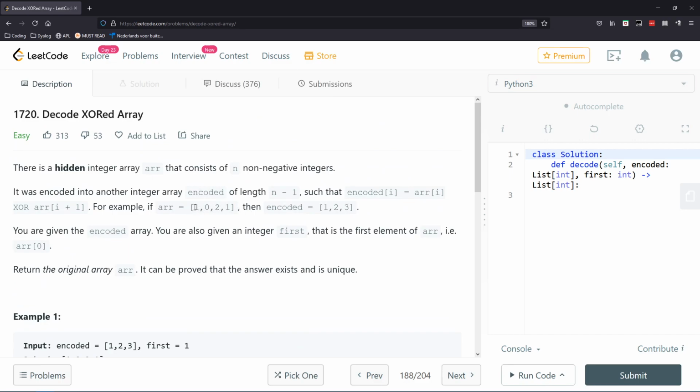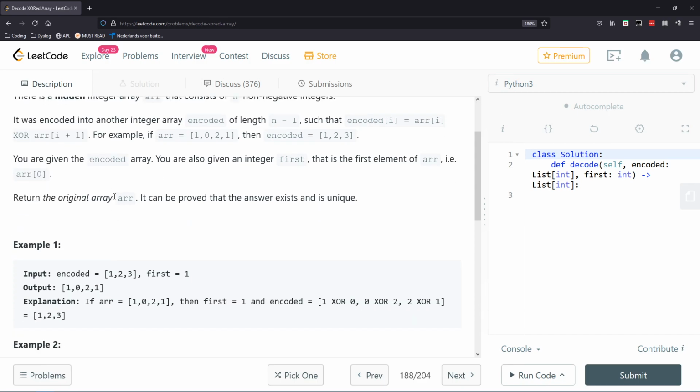And how can you tell? Well, because 1 XOR 0 gives 1, then 0 XOR 2 gives 2, and 2 XOR 1 gives 3. So we are given the encoded array and the first element, and now we need to figure out what the original array was. Okay, we can do that.